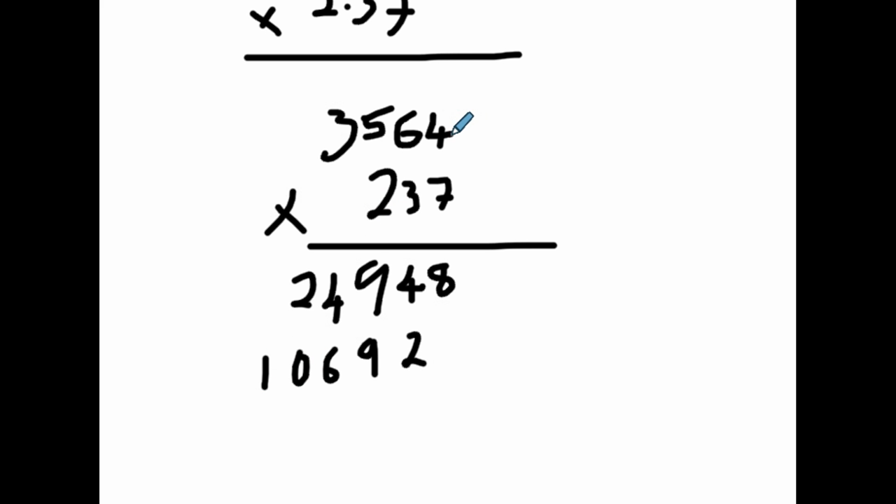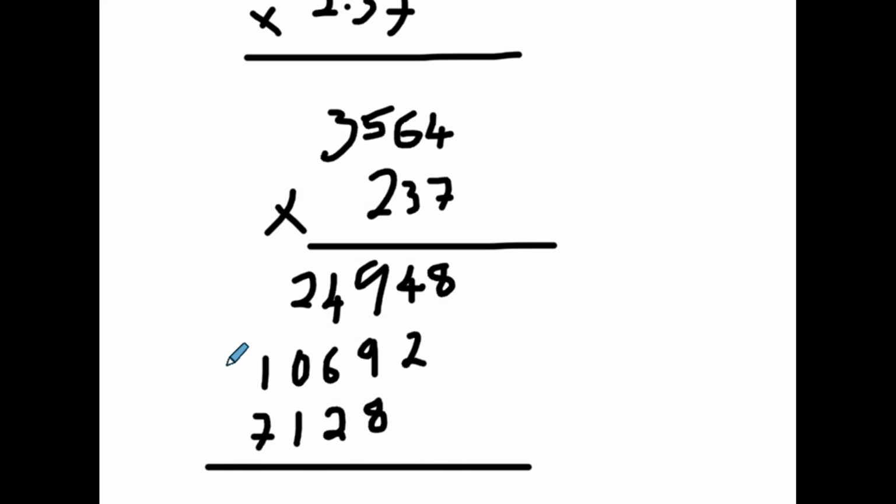2 times 4 is 8. Look at where we write it. Say 8. 2 times 6 is 12. I'll write 2, carry 1. 2 times 5 is 10 plus the 1, 11. I'll write 1, carry 1. 2 times 3 is 6 plus 1 is 7. I'll write the 7 here.